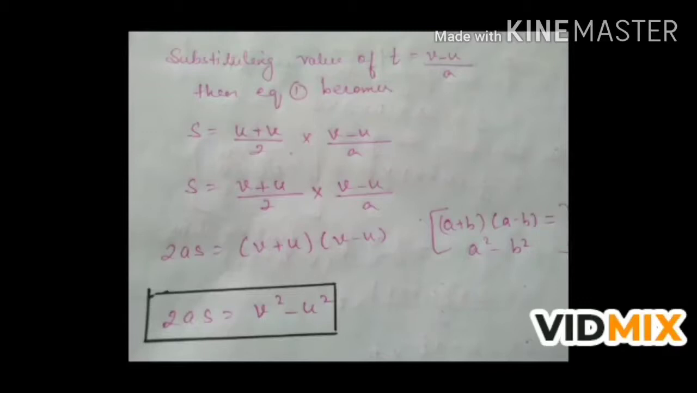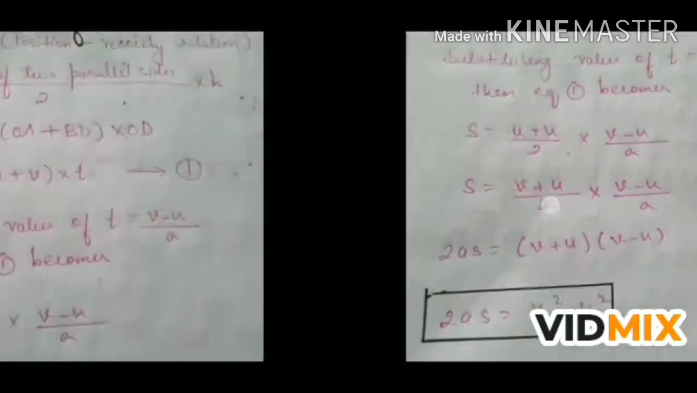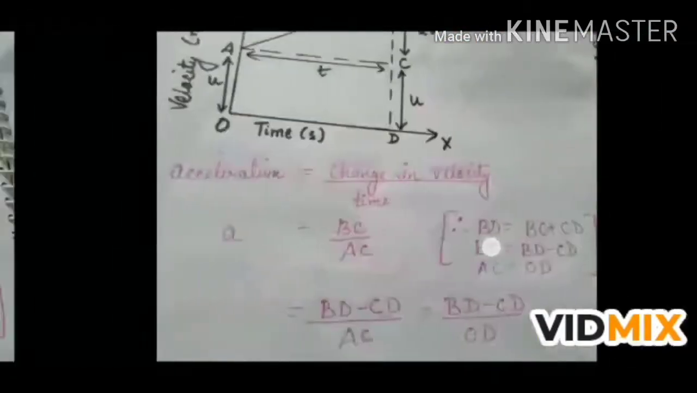Now the next equation will be 2AS equals V plus U into V minus U. Here we will apply the (A plus B)(A minus B) formula, so that will be A square minus B square. So in the next step we will get the third equation of motion, that is 2AS equals V square minus U square. So let's summarize all the three equations of motion.